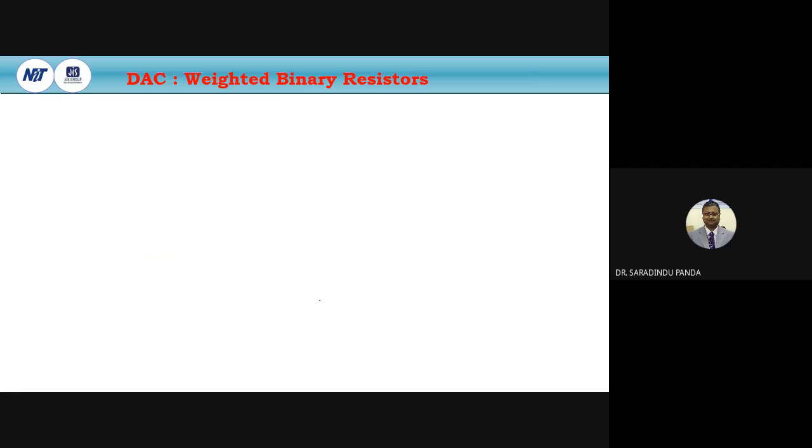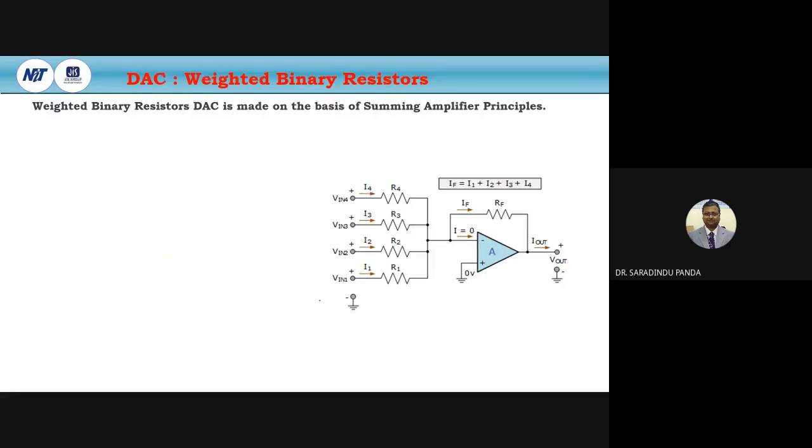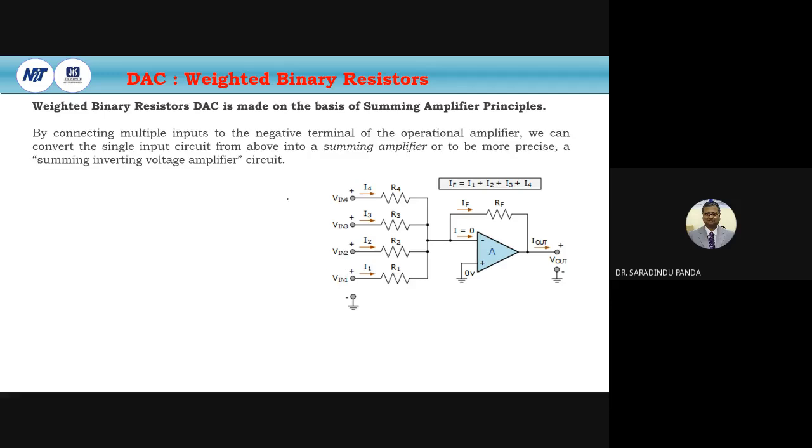Now, if we come to the very basic internal structure of the weighted binary resistor DAC, this is nothing but a summing amplifier principle. Already you know in the basic electronics class, this is the op-amp summing amplifier. By connecting multiple inputs to the negative terminal of the operational amplifier, we can convert the single input circuit into a summing amplifier, or to be more precise, a summing inverter voltage amplifier circuit.